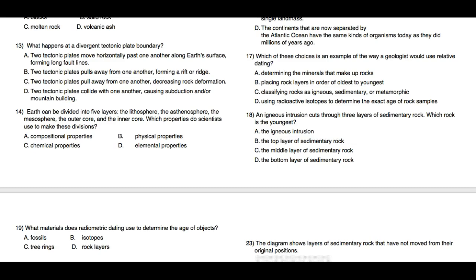Question 18. An igneous intrusion cuts through 3 layers of sedimentary rock. Which rock is the youngest? A. The igneous intrusion. B. The top layer of sedimentary rock. C. The middle layer of sedimentary rock. D. The bottom layer of sedimentary rock.